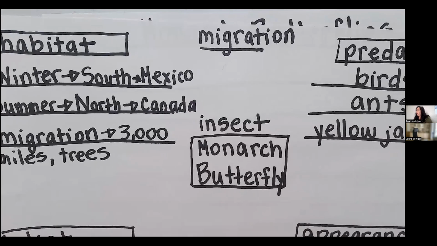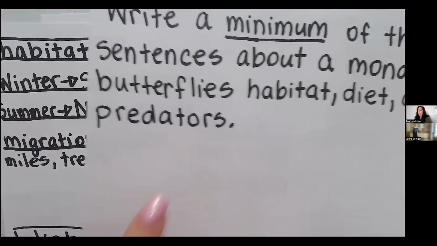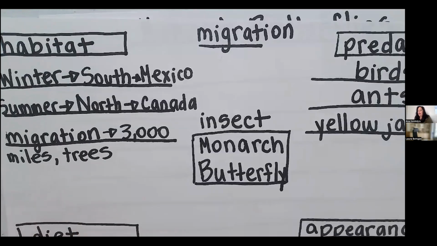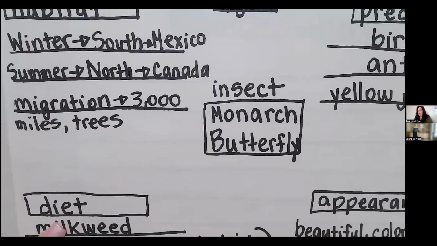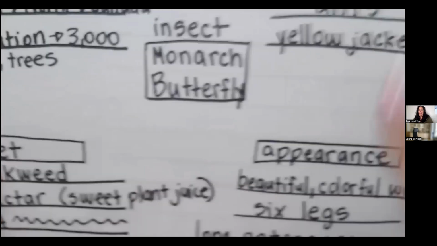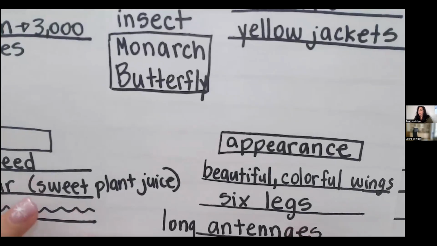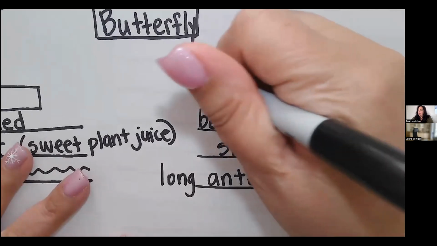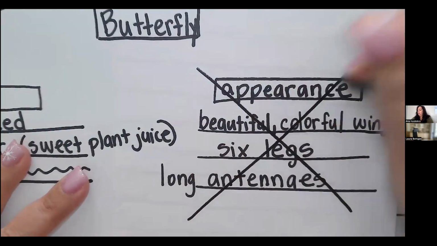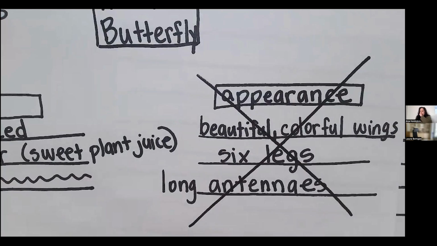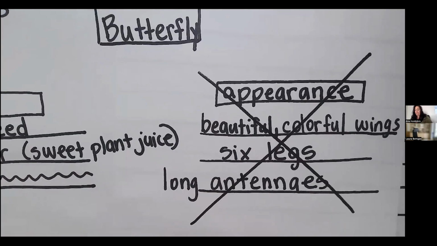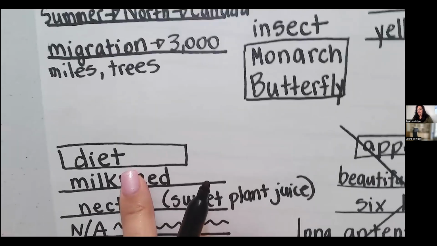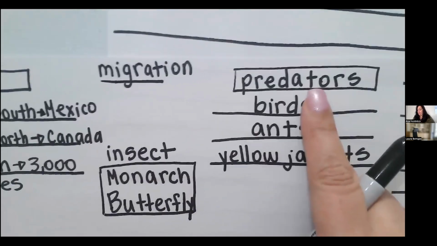And if you go back to the original assignment, it says habitat, diet, and predators. Habitats, diets, and predators. It's not asking anything about the appearance. So for my essay here, I'm not going to use this information because it's not asking us for that information. So these are the 3 things I need to look at: the diet, the habitats, and the predators.